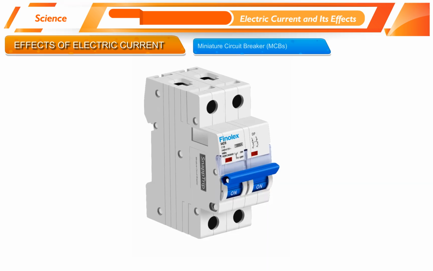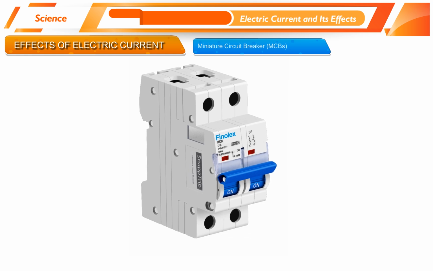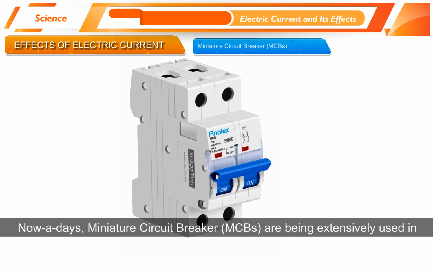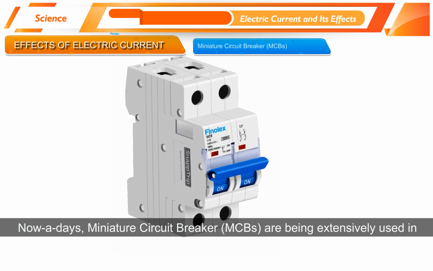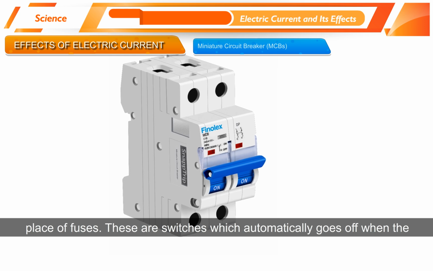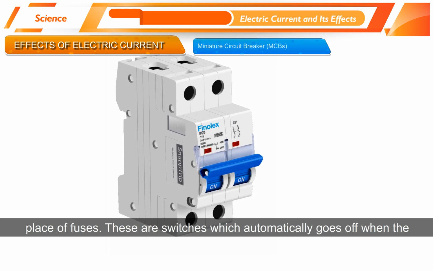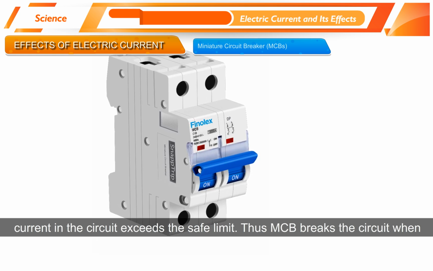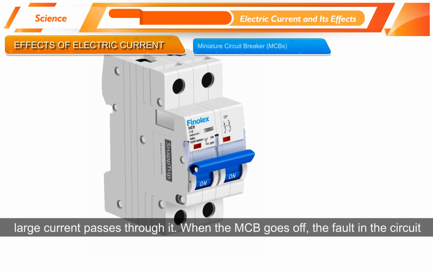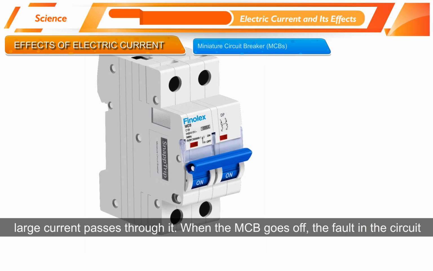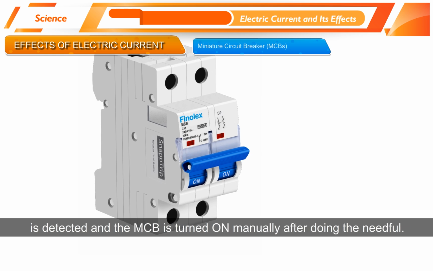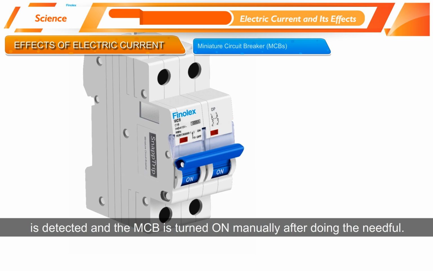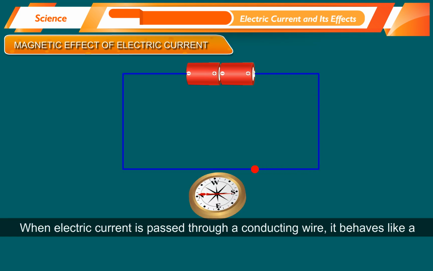Miniature circuit breakers or MCBs. Nowadays, miniature circuit breakers or MCBs are being extensively used in place of fuses. These are switches which automatically go off when the current in the circuit exceeds the safe limit. Thus, MCB breaks the circuit when large current passes through it. When the MCB goes off, the fault in the circuit is detected and the MCB is turned on manually after doing the needful.